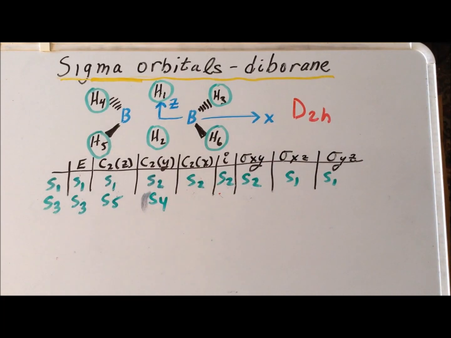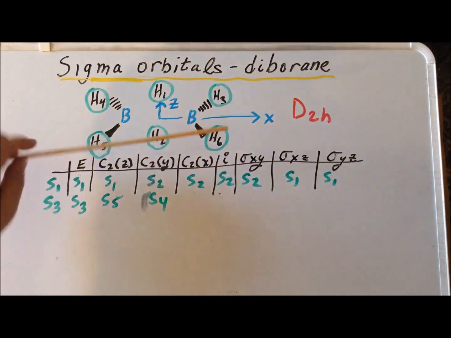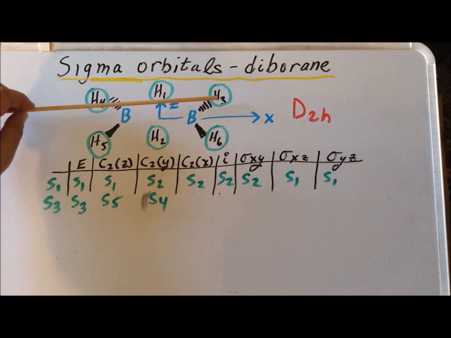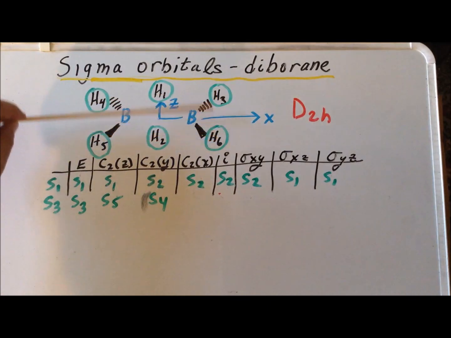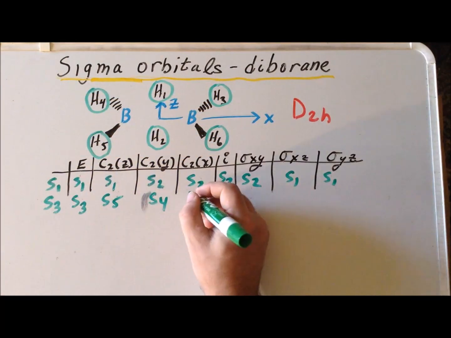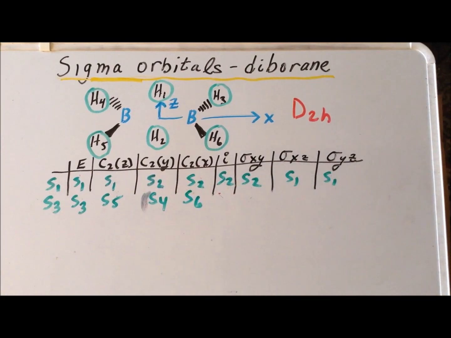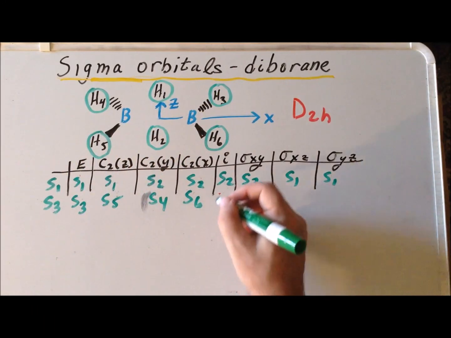Then as far as the x-axis goes, the x-axis is here, so that's going to rotate H3 to H6, so S3 goes to S6. Next, if we have our center of inversion at this point here, it takes H3 all the way across to H5, so S3 becomes S5.